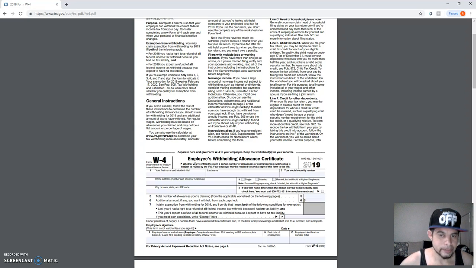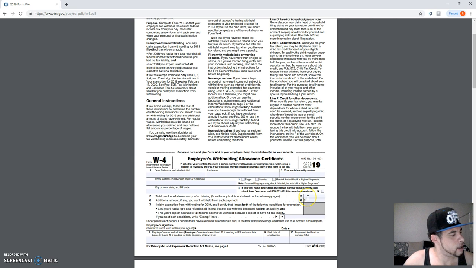Pretty much. So here you're gonna put your name, obviously your last name. You're gonna put your social security number, your home address, your city, state, zip code. 3 here, you're gonna put single or married but withhold at higher single rate, which I have no idea what that means. But I'm single, I'm not married, so I just put single. And 4, I didn't fill that out, so I guess you could just leave that alone.